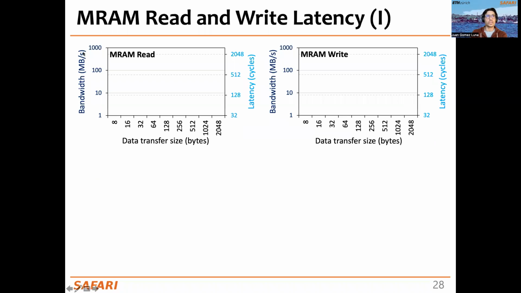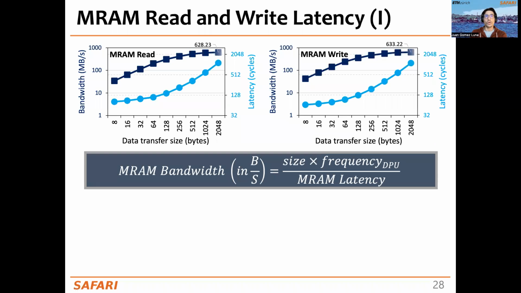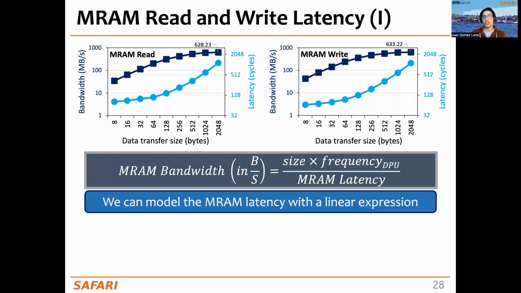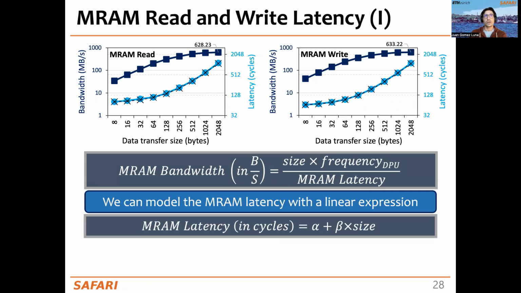Here in this plot, you can see the bandwidth and the latency for both MRAM read and MRAM write for different data transfer sizes, between 8 bytes, that is the smallest, and 2048 bytes, that is the maximum. We estimate the bandwidth from our MRAM latency measurements using this expression. And one first observation here is that we can model the MRAM latency with a linear expression, something like this, which, as we can see, fits pretty well our measurements. The model that follows this linear expression is this thin black line.